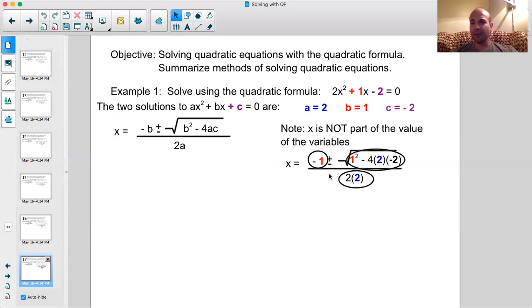And with the negative 1 being as simple as it is, and the 2 times 2 being as simple, I really encourage students to go off to the side and figure out what b squared minus 4ac, the stuff underneath the square root symbol, what that is separately.